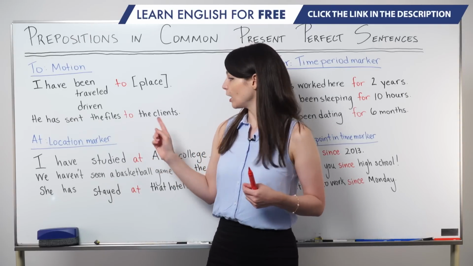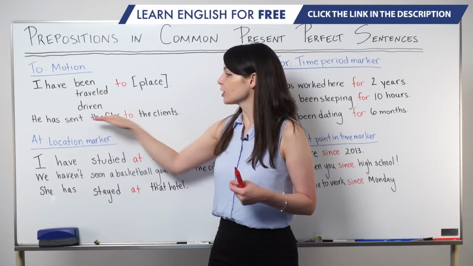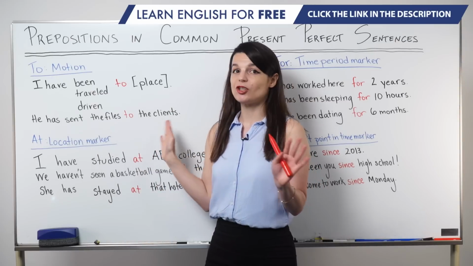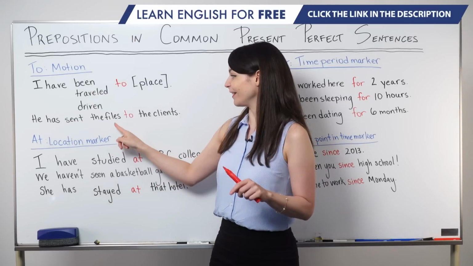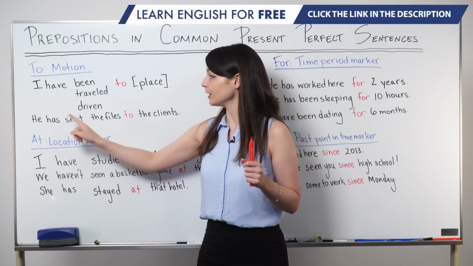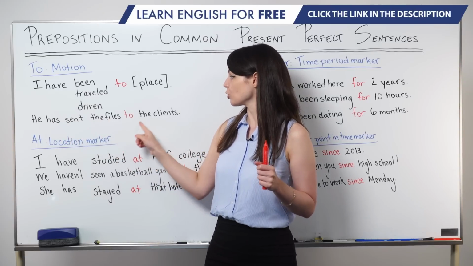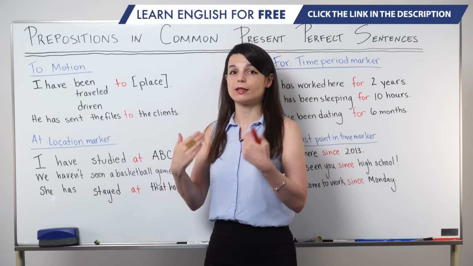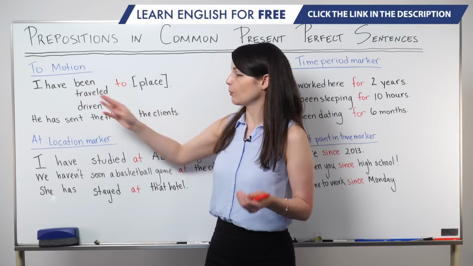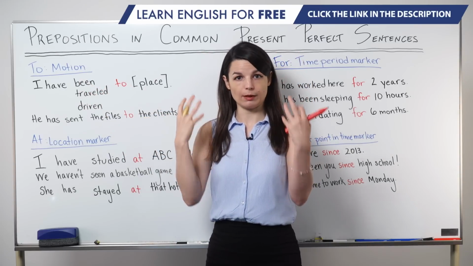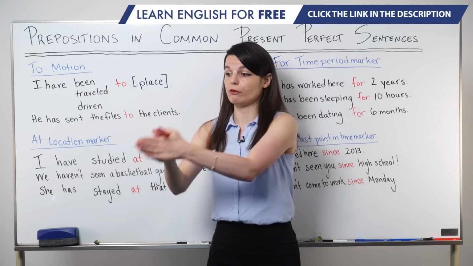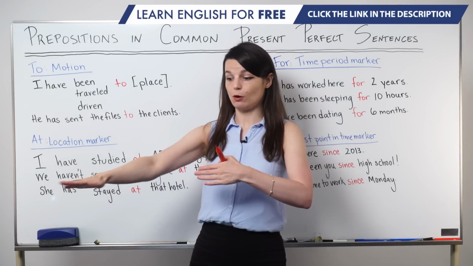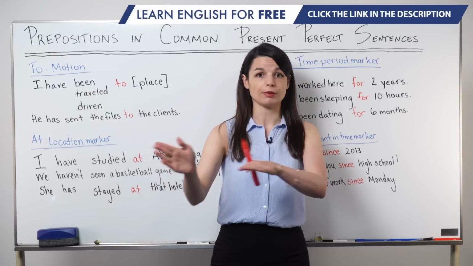Another situation where you'll use to is when you're talking about movement of objects as well. In this case, digital objects. We can imagine files as digital objects. For example, he has sent the files to the clients. So here again with this to, we're talking about some movement. In the first example, it was movement of people, like an actual body or bodies moving from place to place. In this example, we're talking about data or objects moving from place to place.